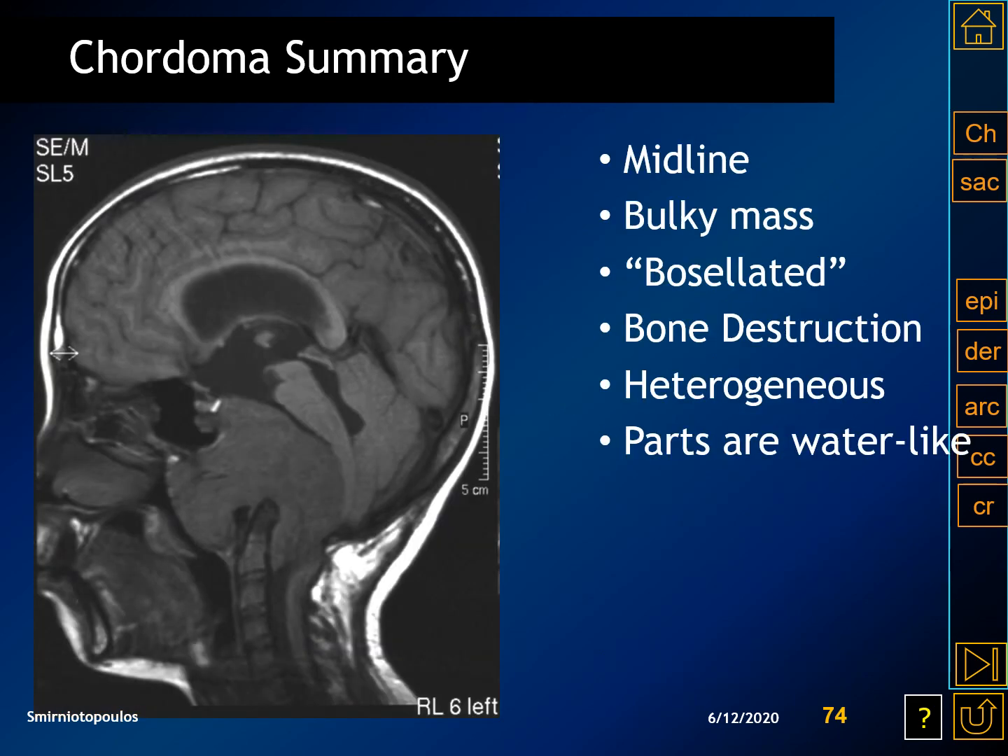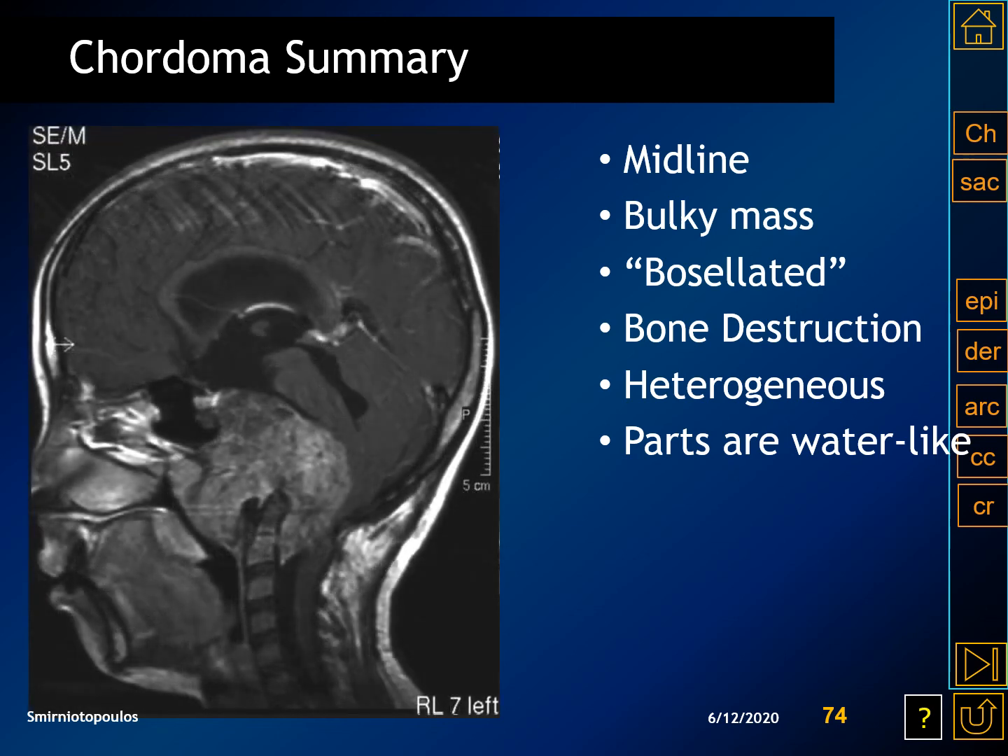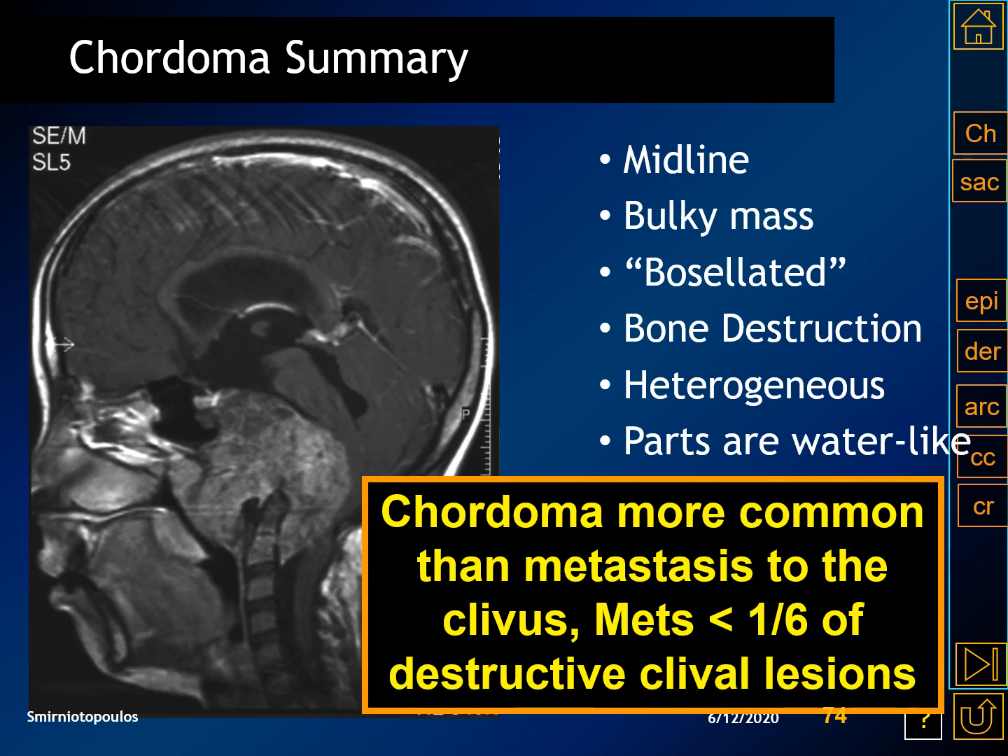Let's summarize what we've talked about for chordomas. It's typically a bulky midline mass, lobulated or bossulated, almost invariably associated with significant bone destruction. It can be heterogeneous. It may have water-like areas with appropriate signal on T1 and T2 weighted images. We see irregular heterogeneous contrast enhancement. And it's important to remember that a chordoma is much more common than metastatic disease to the clivus.